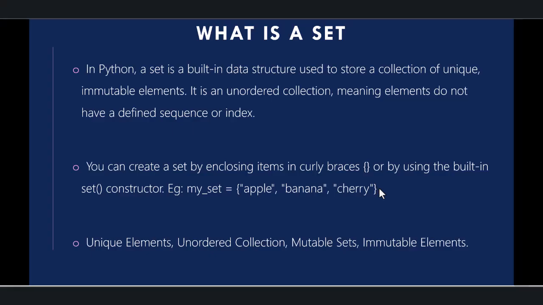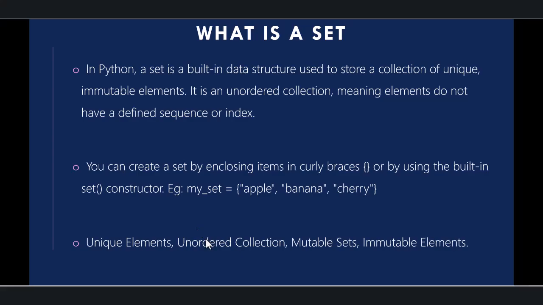Now we'll see some characteristics of a set. It has unique elements, it is an unordered collection, it is a mutable set, and it has immutable elements. Now I'll explain each and every point, which will help you understand the behavior of a set. Unique elements is nothing but a set should not contain any duplicate values. If we enter any duplicate values inside a set, they will be automatically removed. For example, in this set, if we pass apple two times, it will be automatically removed and only one will be considered. That means unique elements.